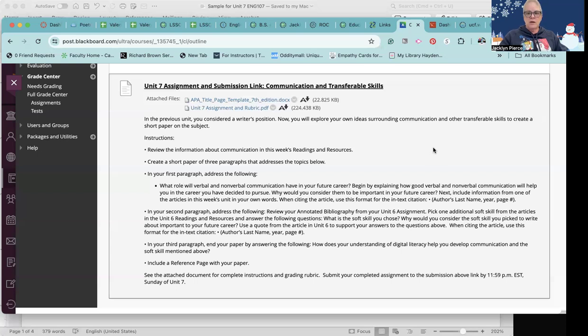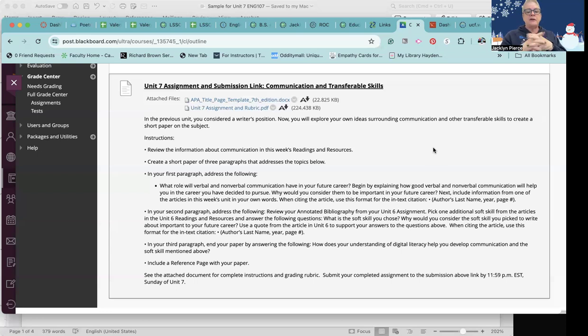And in this one, you're going to use a direct quotation from the article to support your answers to the questions above. When citing this article, use the format for the in-text citation. It'll be the same: author's last name, year, and page number. If there is no author, we use what comes first in the reference page. So one of the big things that you want to do before you really even get into writing those first 2 paragraphs is to create the reference page that has your citations on it. And we'll talk about that when we look at the sample.